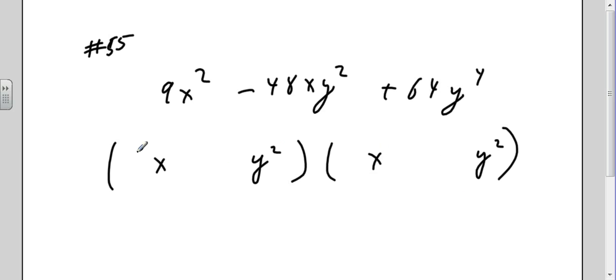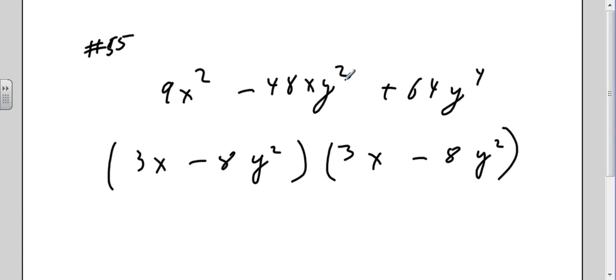Okay, I see it. If I go 3, 3, 8, 8, then I've got 64, I've got a 9, and 12 plus 12 is plus 48. So that's not going to work. I want negative, negative. All right, so I still have plus 64. I still got plus 9x squared. And I've got minus 48xy squared. Isn't that lovely? Totally lovely.